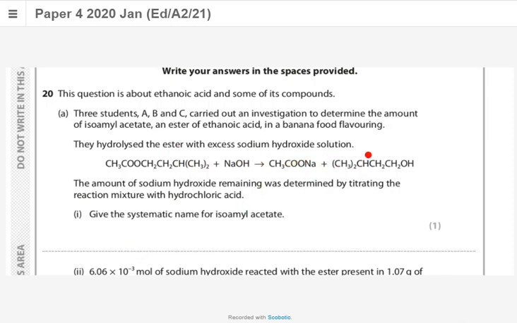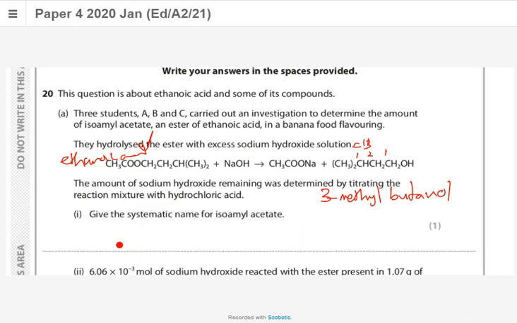Systematic name. Now we have to first name the alcohol part. You can see the alcohol is this. This is 1, 2, third carbon has 2 methyl groups, right? So this is 1, 2, 3, third carbon has, so this is 3 methyl. I'm going to name the alcohol first. 1, 2, 3, 3 methyl butanol. That's the alcohol. What is the carboxylic acid? Ethanoic acid. So ethanoic acid with 3 methyl butanol, you get the ester.